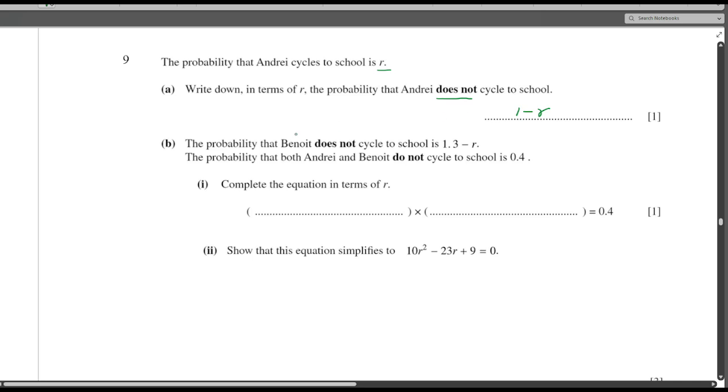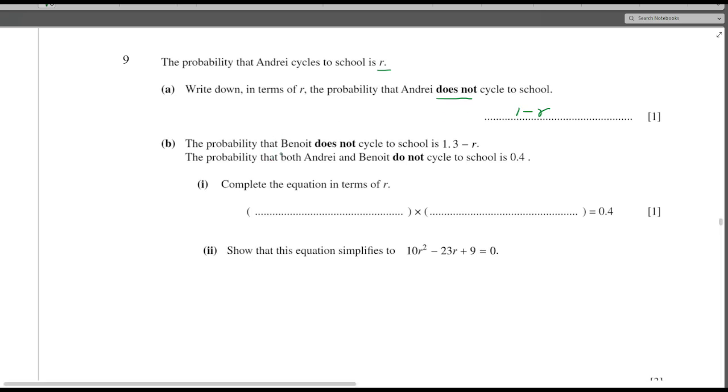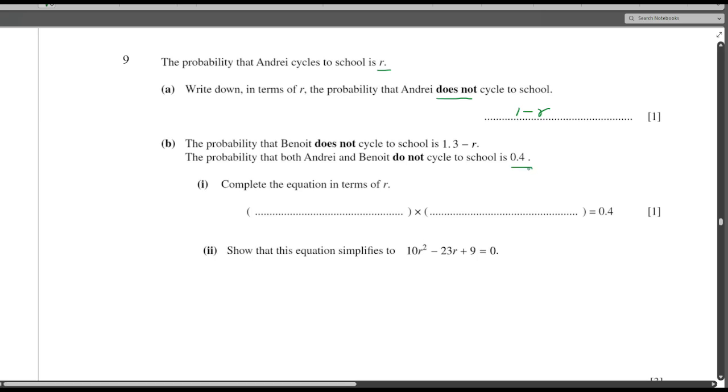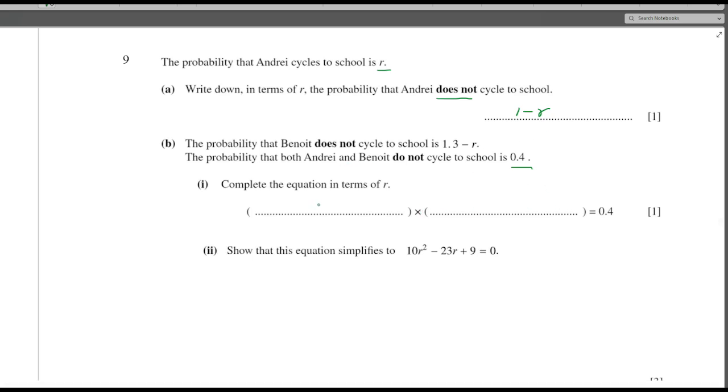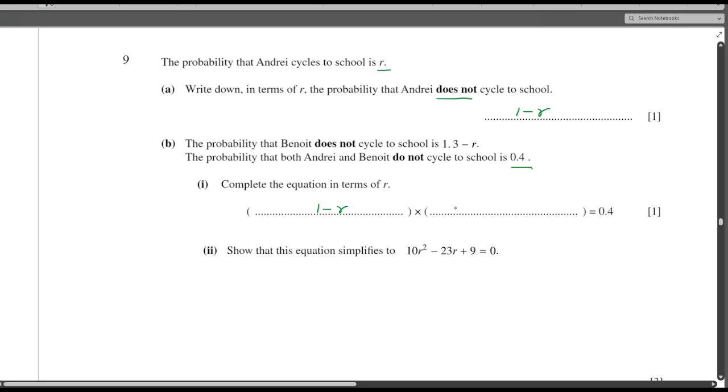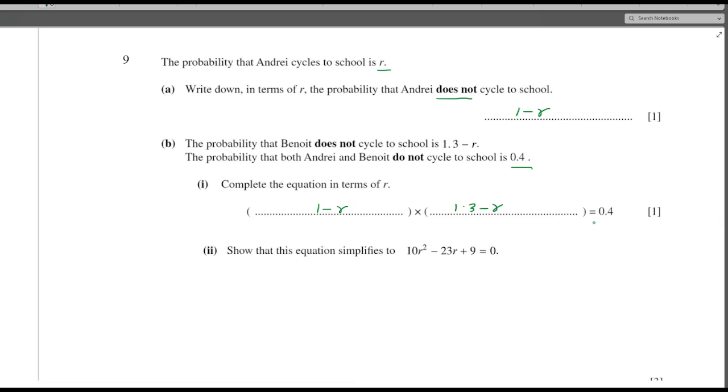Okay, straightforward answer. Now the probability that Benoit does not cycle to school is 1.3 minus R. The probability that both Android and Benoit do not cycle to the school is 0.4. Complete the equation in terms of R. Okay, so both means here 1 minus R times 1.3 minus R will be equal to 0.4, because it is given that the probability that both Android and Benoit do not cycle to school is 0.4.